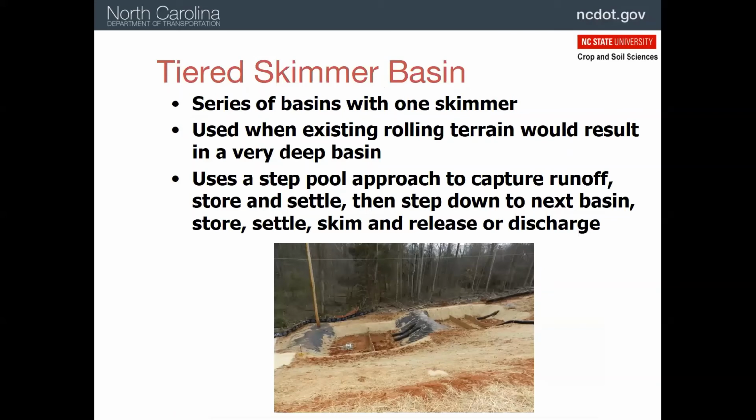Now, kind of a variation on the skimmer basin is a tiered skimmer basin. So picture that we have a fairly steep slope. Here's an example here. And if we actually made this one big basin, then the wall on the uphill side would be like 20 or 30 feet high. And that's just too much. So one way we can deal with that is to tier the basin down the slope. So here we have the first cell where we're bringing in the water from the ditch in our 12-inch corrugated pipe. We've got a couple of baffles, and then this will fill up and then spill over into the second tier where the water will go through a baffle and then our skimmer.